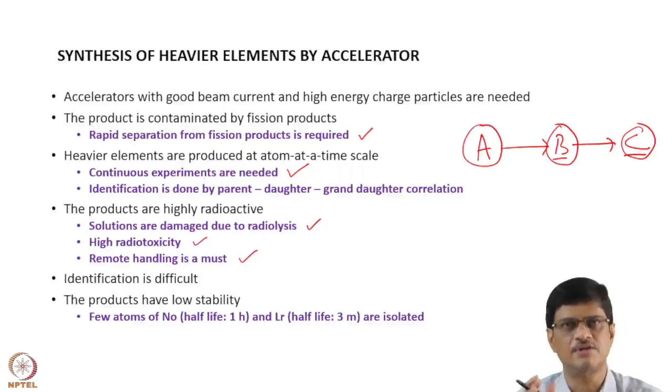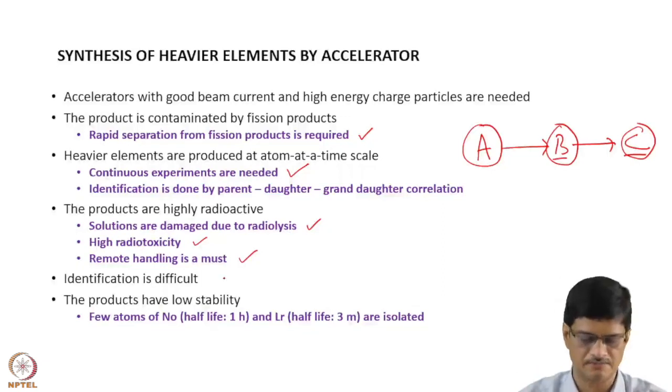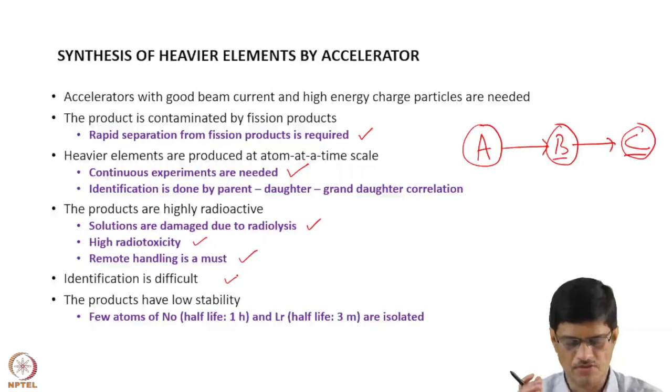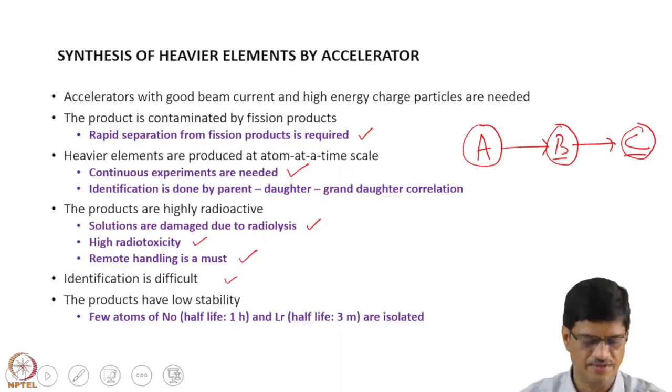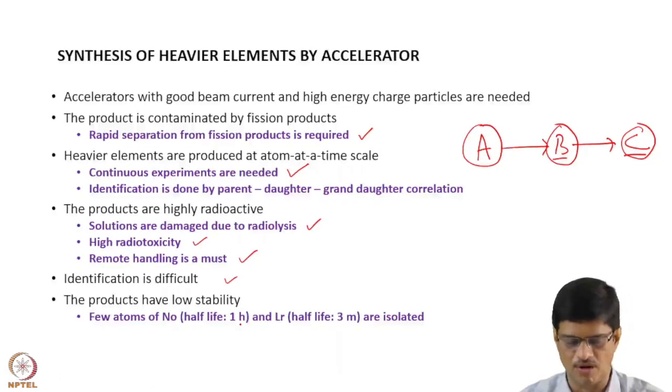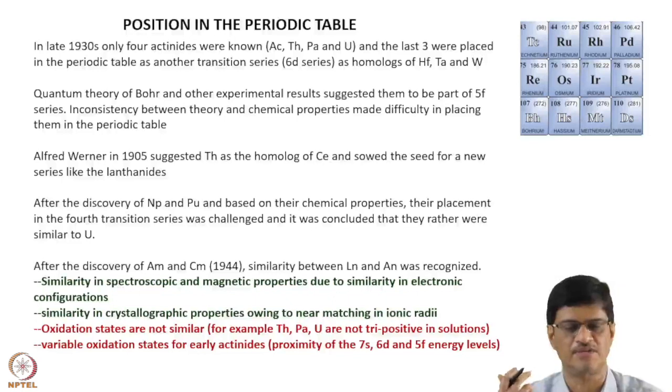Identification, as I said, is difficult because a host of fission products are also formed. So identification is difficult, and you need to separate the radionuclides from the fission products and then identify them. The products also have very low stability, as I have already mentioned. As you can see here, even nobelium with a half-life of 1 hour or lawrencium with a half-life of 3 minutes are isolated, but because of the low stability, we have to carry out the chemistry very, very fast.